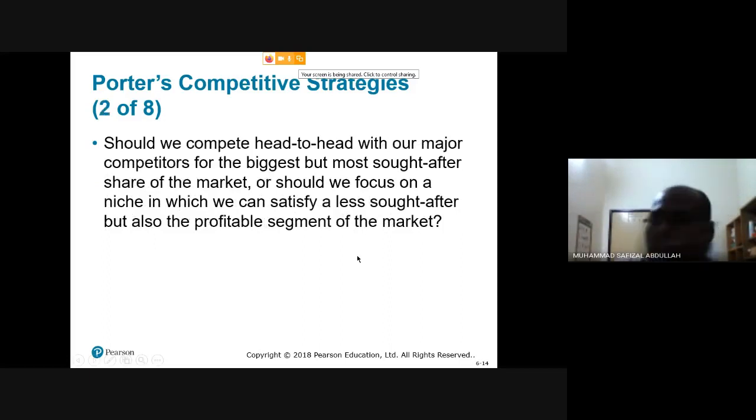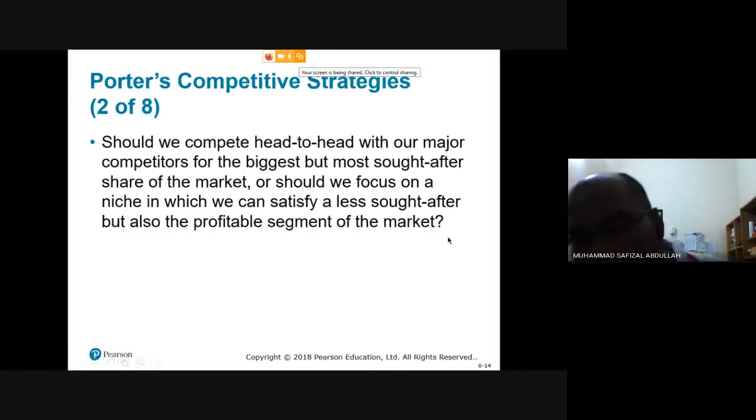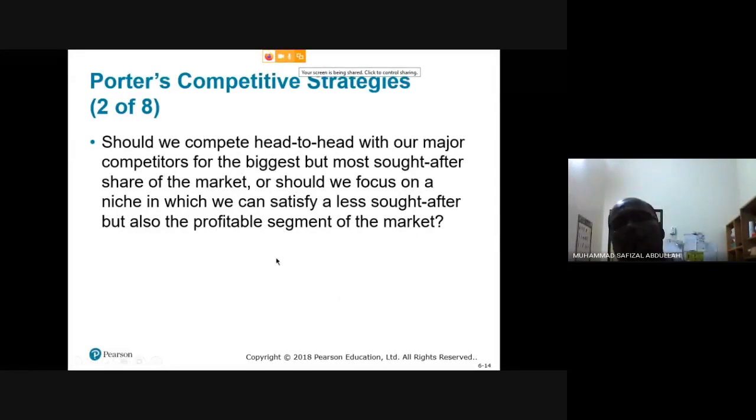Okay. So the second question from Porter: should we compete head to head with our major competitors for the biggest but most sought after share of the market? Or should we focus on a niche in which we can satisfy a less sought after but also profitable segment of the market? The second question raised by Porter is in terms of our selection of market. Number one, Porter says, should we compete head to head with our major competitor for the biggest but most sought after share of the market?